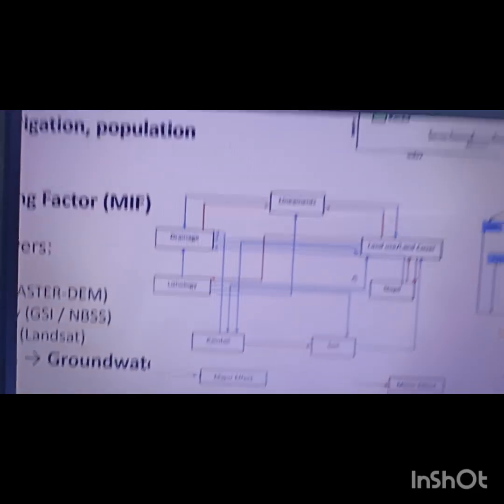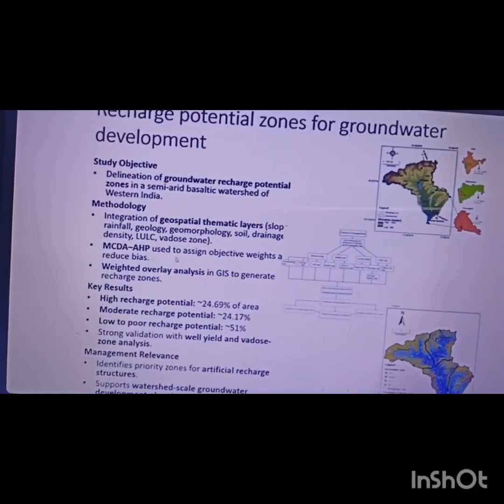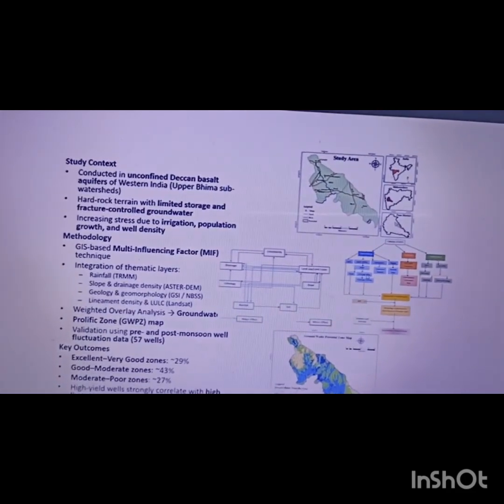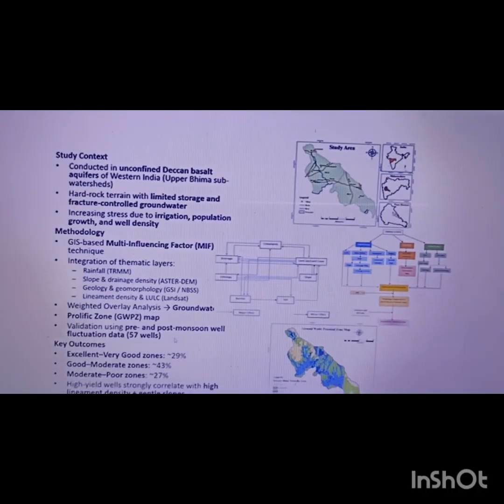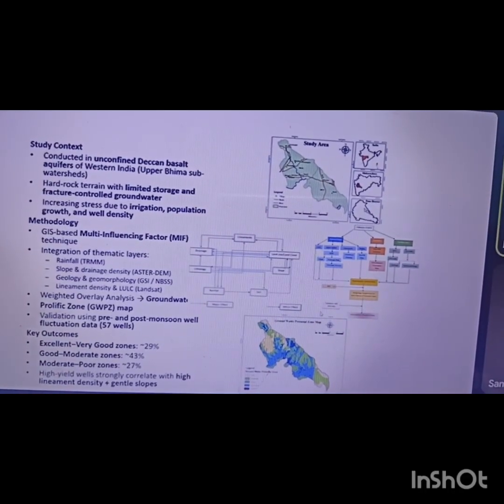So based on this multi-influencing factor, we do the groundwater weighted overlay analysis of the area, and we try to identify the potential. We validate the data with the post- and pre-monsoon wells, and the fluctuation of 57 wells. You can see over here.